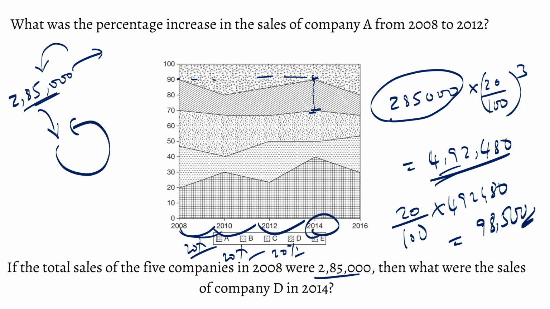See here, what did we do? We calculated the total sales of 2014 in order to calculate the share of D in 2014. How did we get 4,92,000? Because in 2008 it was 2,85,000, and from that, for every 2 years 20% is increasing. Finally we arrived at 4,92,480. Let's move on to the next one.